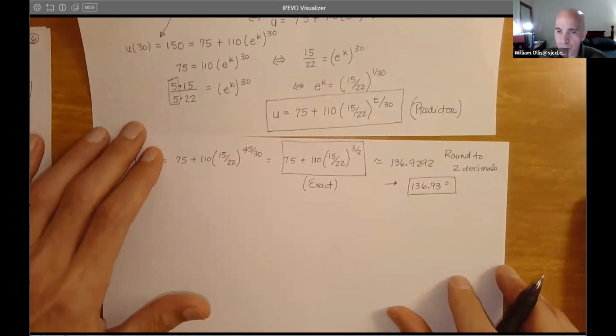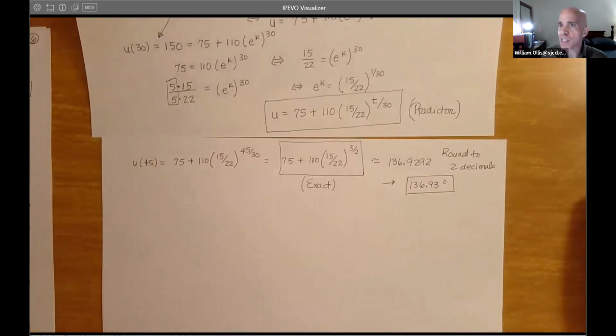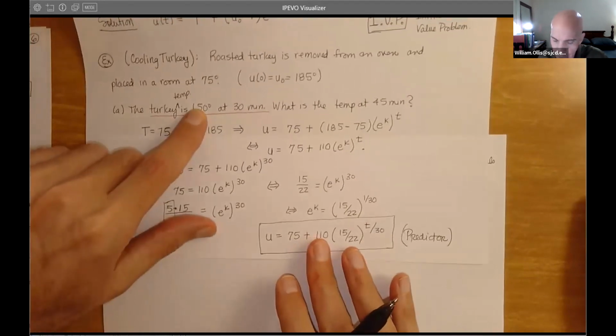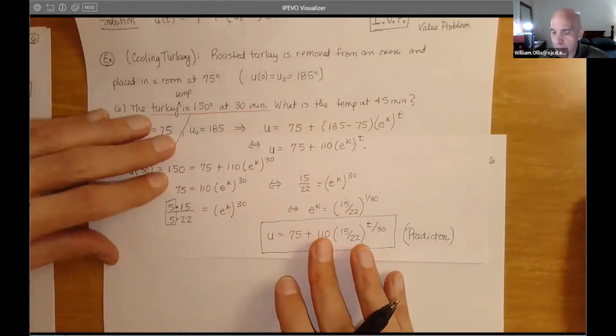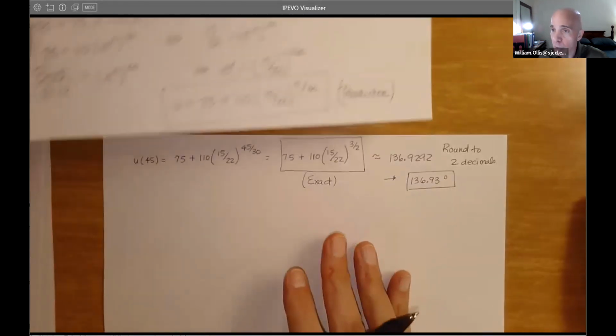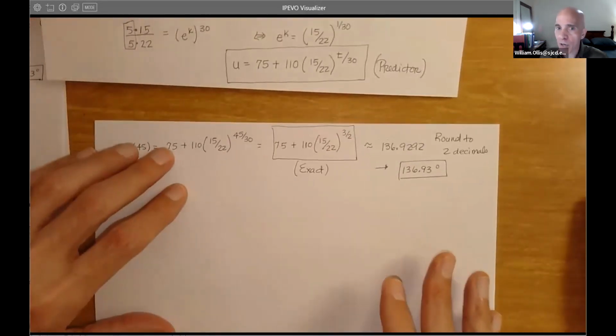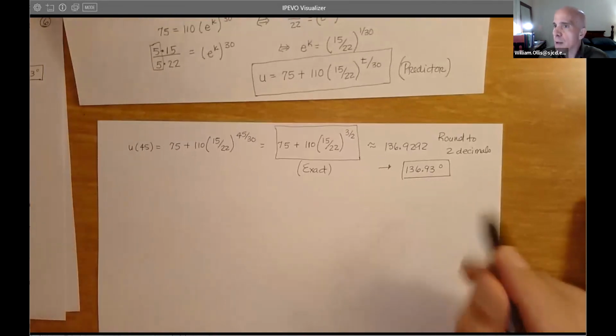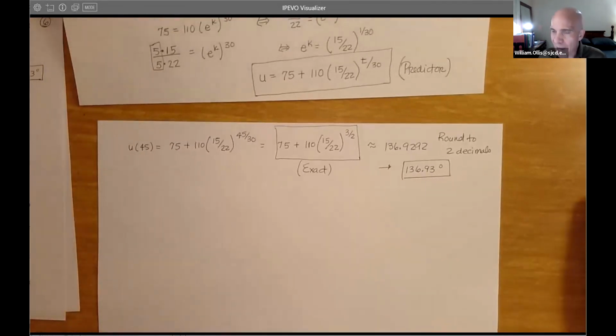So again, the answer is at least intuitively clear. At 30 minutes, we had 150. So we expect at 45 minutes that it will be a lower temperature. I mean, clearly our common sense would say that. And so this basically confirms that. If we got 179 or 5,000 degrees or whatever, we might have made a mistake somewhere.